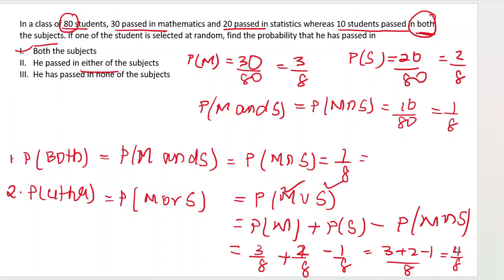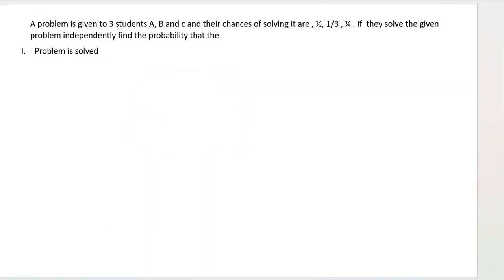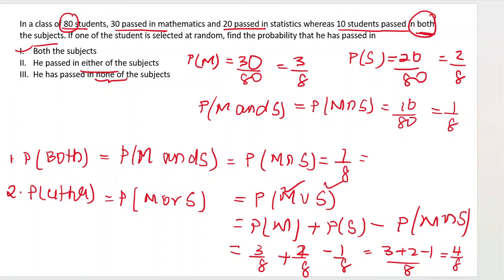Now we move to the next part, which is the probability of the last part, that he has passed in none of the subjects. This is same as saying probability of neither. That means none. So that means what? This is same as saying 1 minus probability of either. And this is nothing but 1 minus probability of either, which is what?